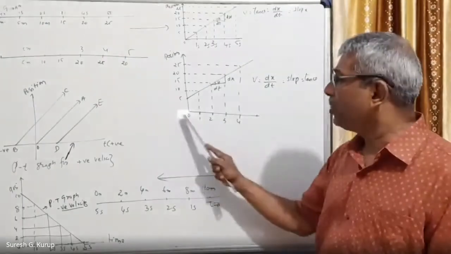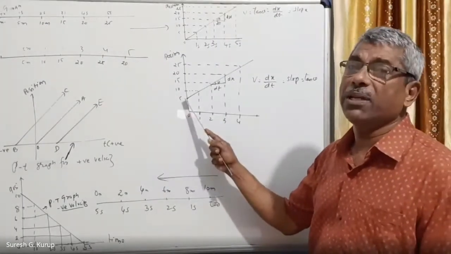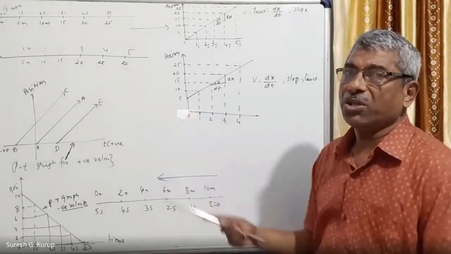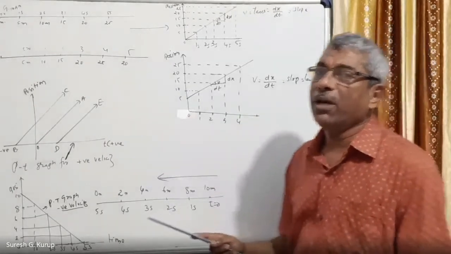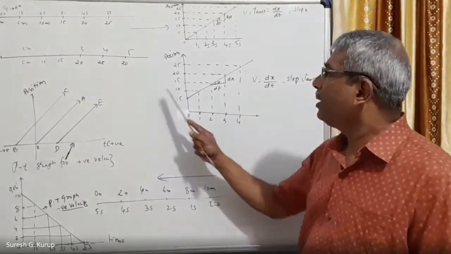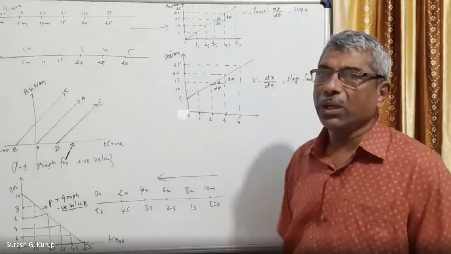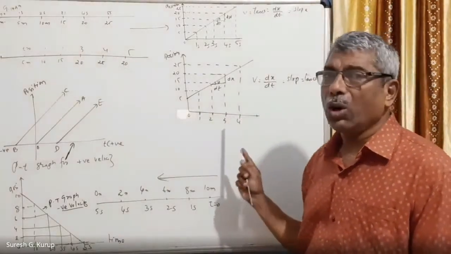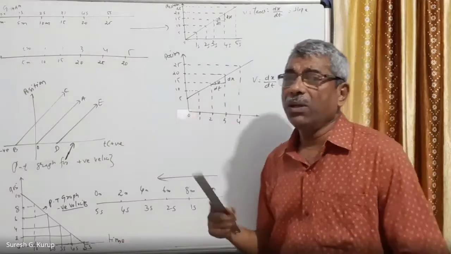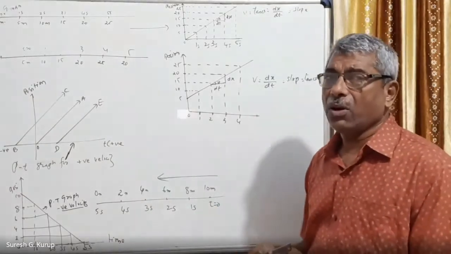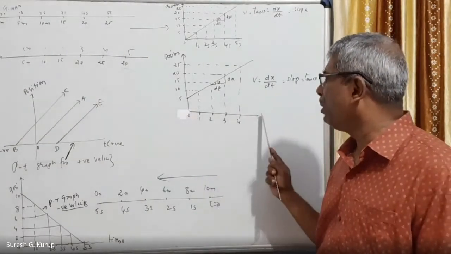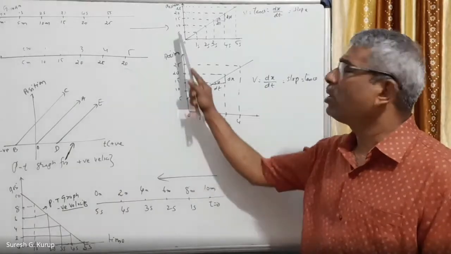At zero time, the body has a 5-meter displacement. The body was 5 meters away from the origin. So this data you will collect from the ground, and that is now drawn on a graph paper. How is the PT graph drawn? The PT graph is drawn with time along the x-axis and position along the y-axis.